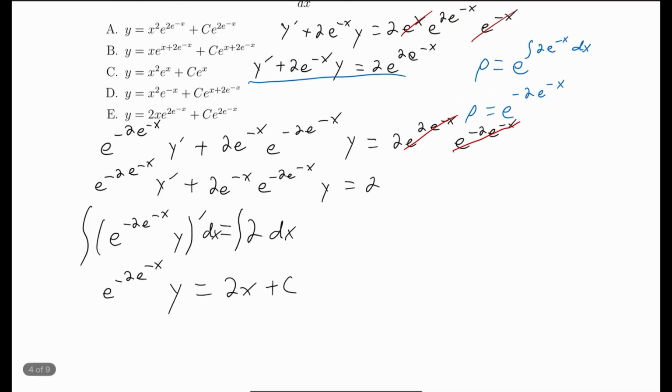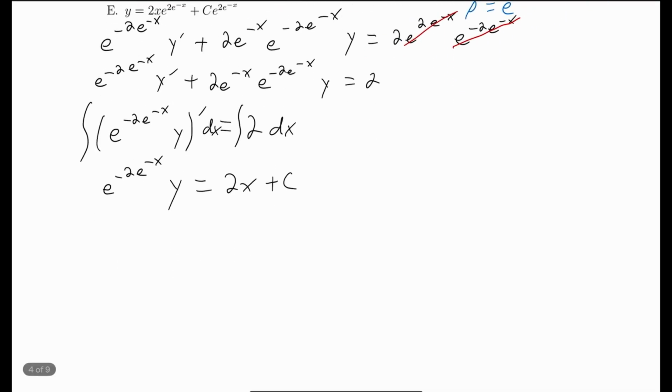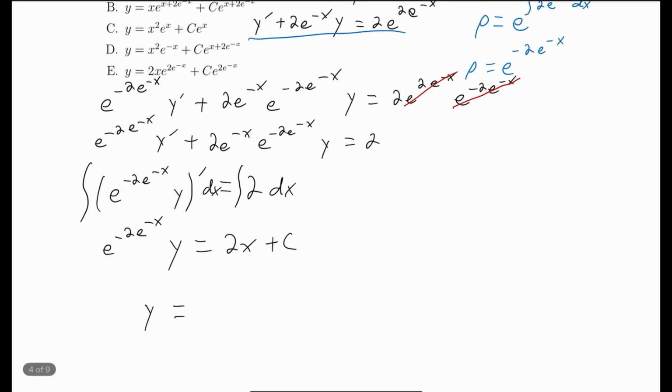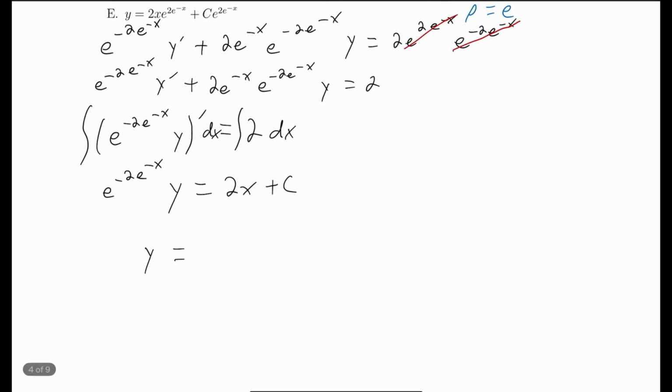Awesome. And now all we need to do is solve for y. So dividing both sides by e^(-2e^(-x)), that will get y is equal to, looks like they did not factor, so we'll write individual terms. 2x e^(2e^(-x)). Again, I just got rid of that negative in the exponent and I'm not writing it in the denominator. Plus c e^(2e^(-x)).